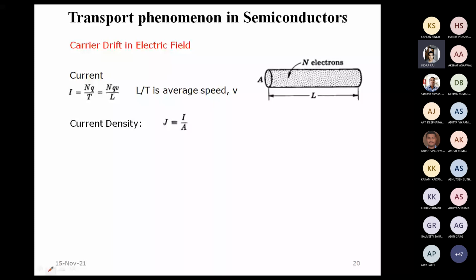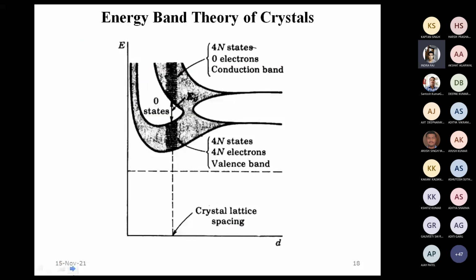So in the last few lectures, we have been discussing the prelims of the semiconductors. We tried to see what semiconductors are, and later we looked at how the energy band is formed in a semiconductor. In general, this is valid for a crystal, but it is equally valid for a semiconductor. Then we looked at the transport phenomena in semiconductors.